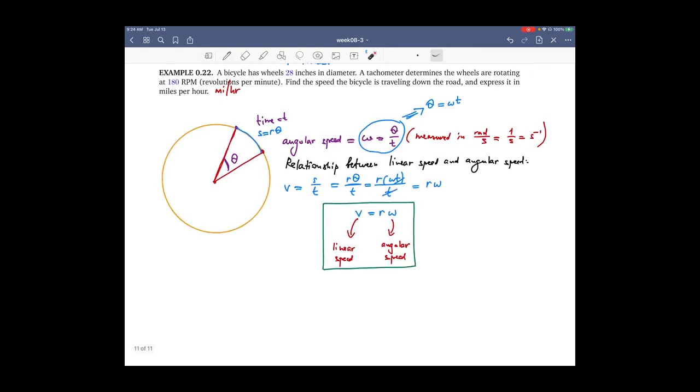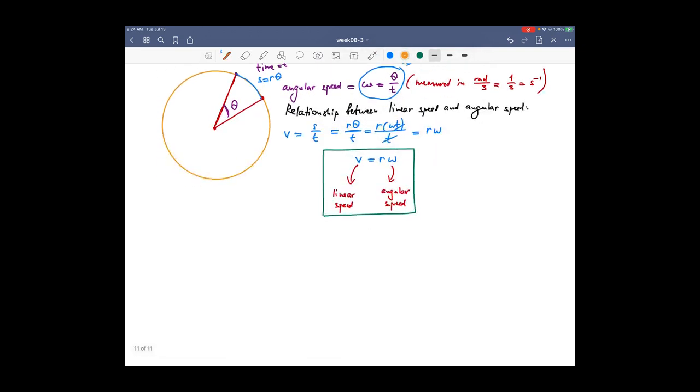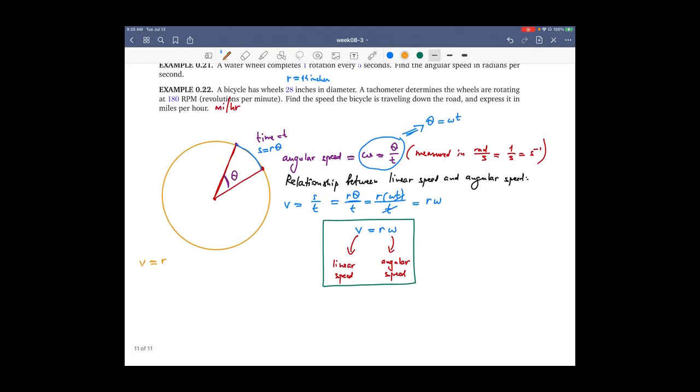Well, of course, we're going to use the formula we just derived. So linear speed v of the bicycle equals the radius of its wheel times the angular speed of its wheels. Now, the radius of the wheel is 14 inches. What about the angular speed?